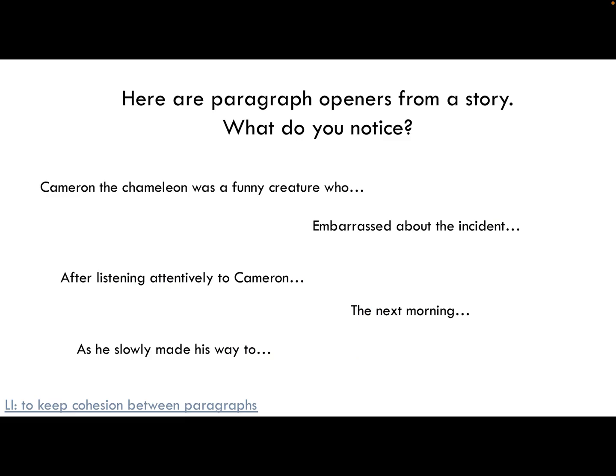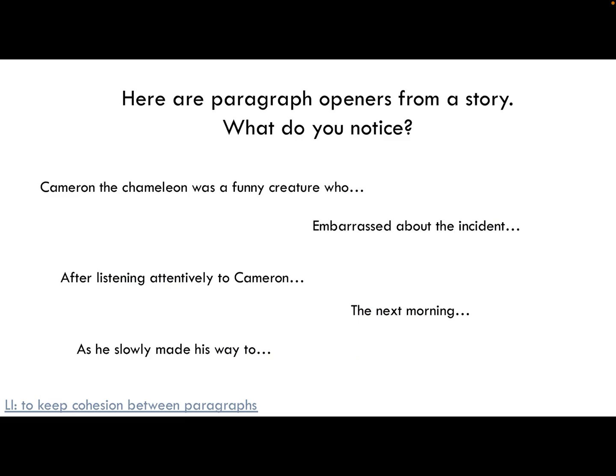So here are some openers that you can use that come from a story. What do you notice about all of these? So lots of them, we've got some that are like after, the next morning. They are to do with the time. As he slowly weighed his way into, embarrassed by about the incident. These are talking about some form of action that's happening. So a good way to start your sentence or a paragraph is with some action. You're in the middle of an action. It's a good way to settle the reader into your story.